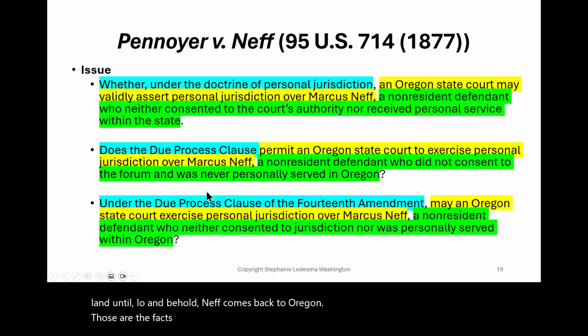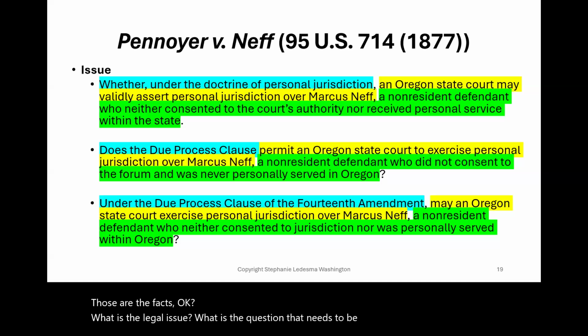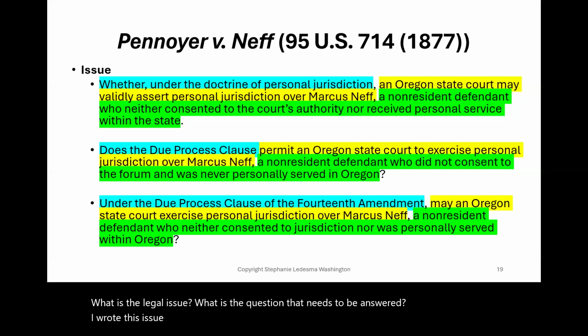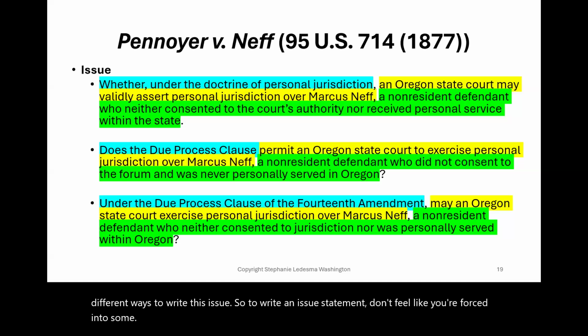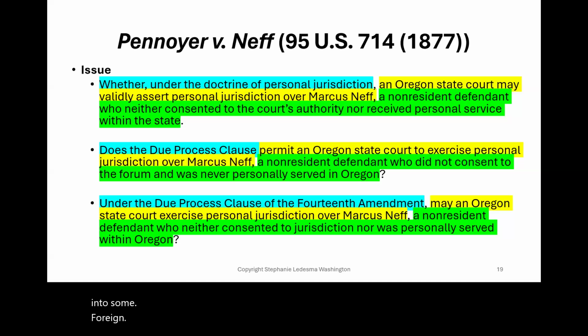Okay. What is the legal issue? What is the question that needs to be answered? I wrote this issue statement three different ways. And I tell students all the time, there's lots of different ways to write this issue. So, to write an issue statement, don't feel like you are forced into some foreign, unreal space of just having to memorize and recite quote unquote magic words, right?